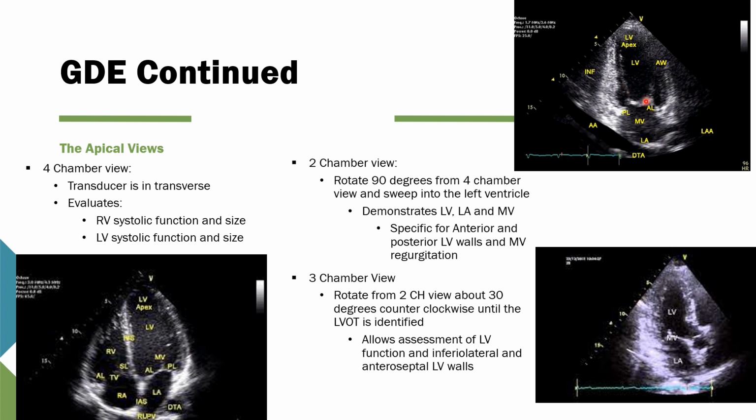Now we also see the mitral valve, so anything that you may not have seen earlier in that parasternal view, you may pick up here. Now just by rotating from this 2-chamber view about 30 degrees counterclockwise, you'll identify the left ventricular outflow tract. So this is similar to what you were looking at in that parasternal view, just allows you an additional image of that aortic area.